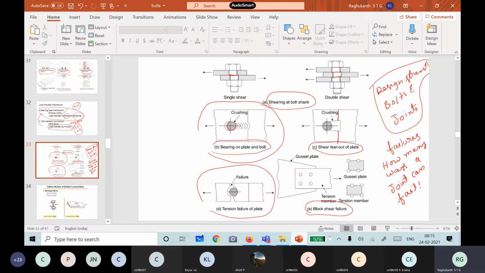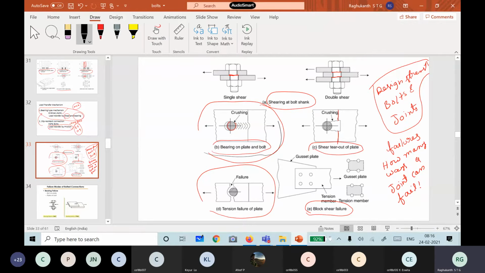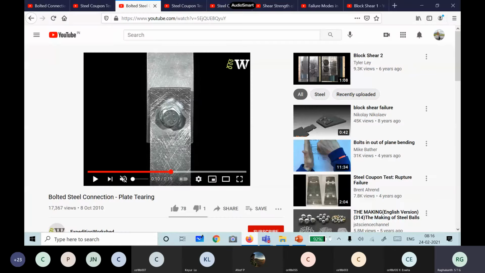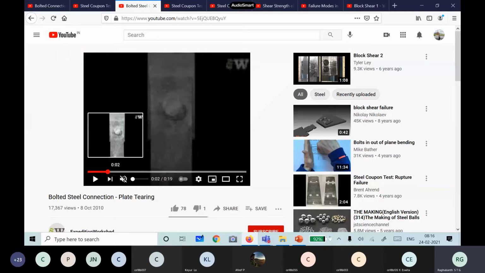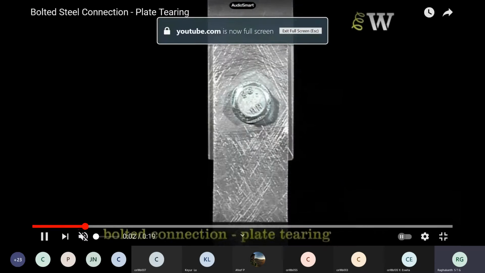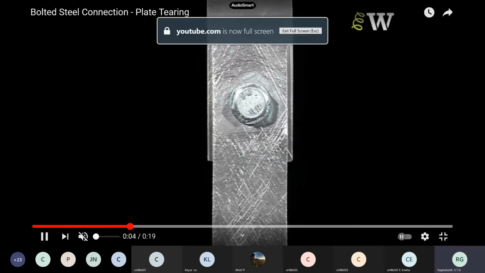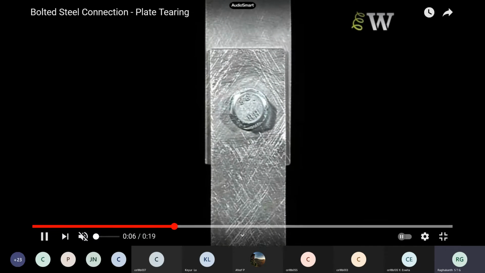So we have seen single shear and double shear failure. Bearing failure also we have seen. Now you will see the shear tear out. See how the plate just shears off. This also you can see, a simple lap joint with one bolt.